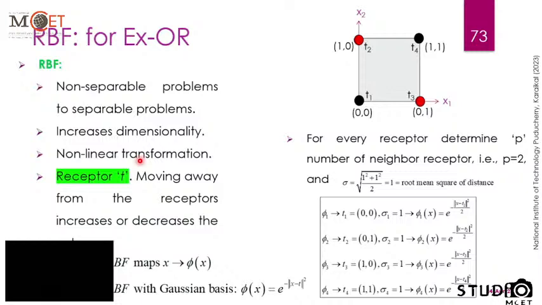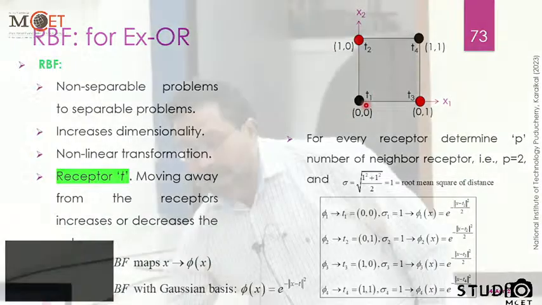Now I'll take the same example, which is a two-input exclusive OR gate. This is the two-input exclusive OR gate output representation. For 0, 0, the output is 0. For 1, 1, the output is 0. But for the rest of the combinations, the output is 1.